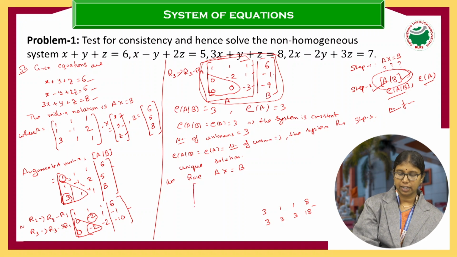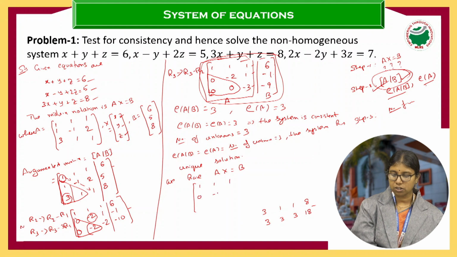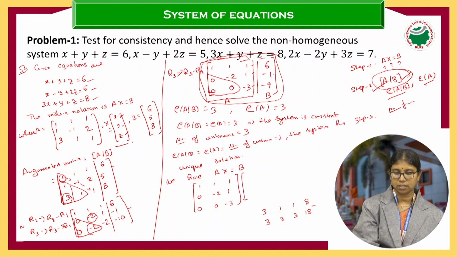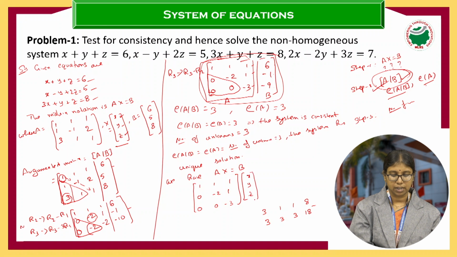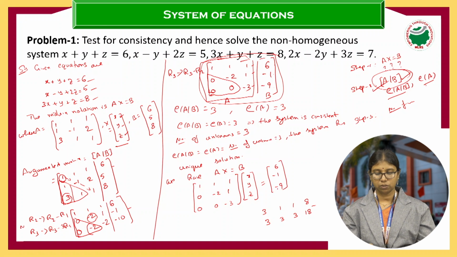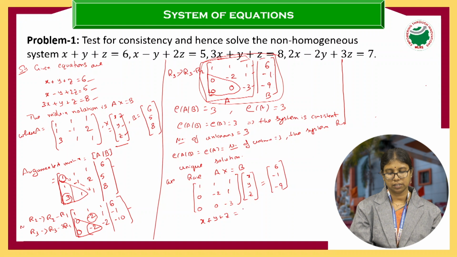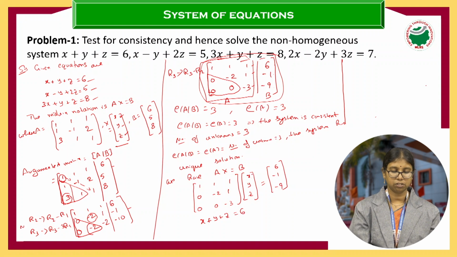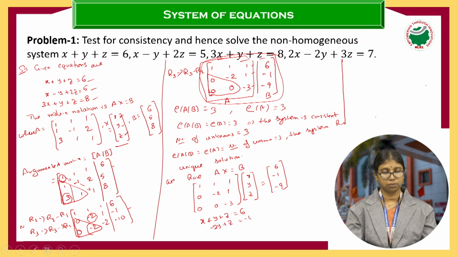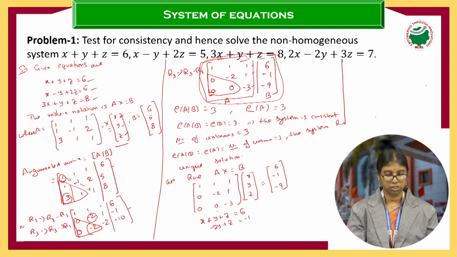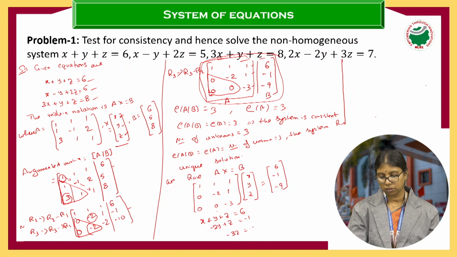So now what is A? A is 1, 1, 1, 0, minus 2, 1, 0, 0, minus 3, into the unknown vector x, y, z, equal to B, which is 6, minus 1, minus 9. Now write down the equations. Your first equation is 1 into x, plus 1 into y, plus 1 into z, equal to 6. Second equation: 0 into x is 0, minus 2y plus 1 into z is minus 1. Third: 0 into x, 0 into y, minus 3 into z equal to minus 9.